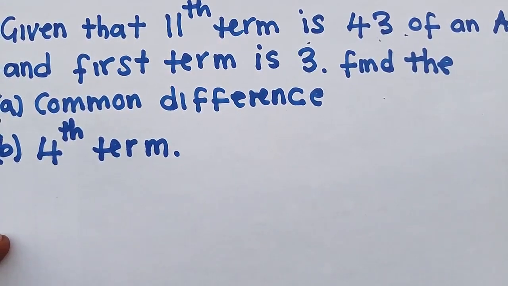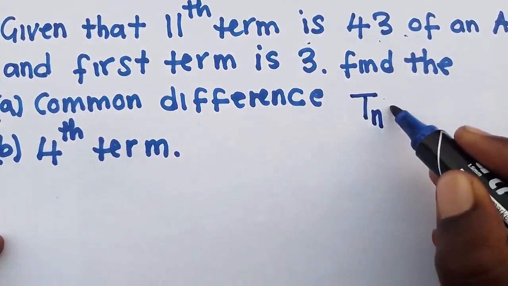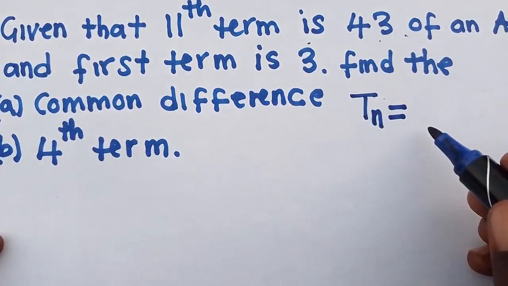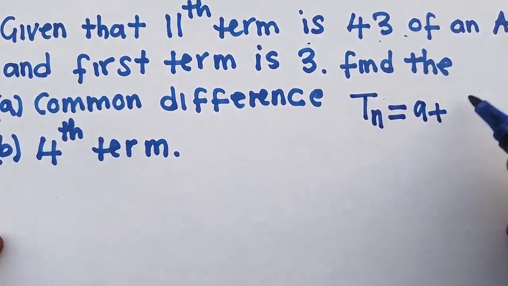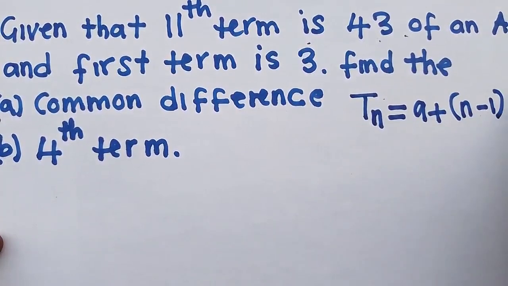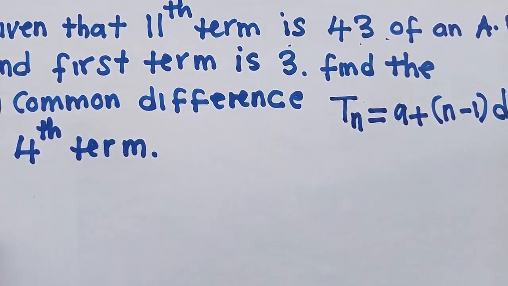So you are going to write the formula. You are going to say Tn. This is the formula that we use for the nth term: a plus open bracket n minus 1 close, then d there. This is the formula that we use.